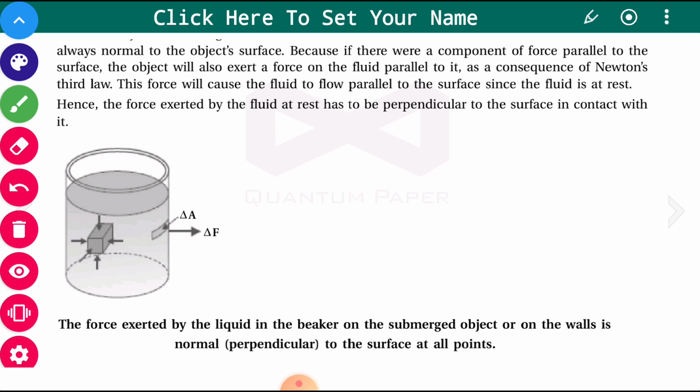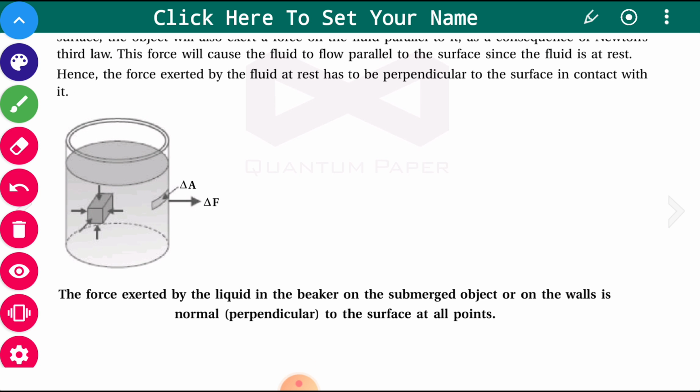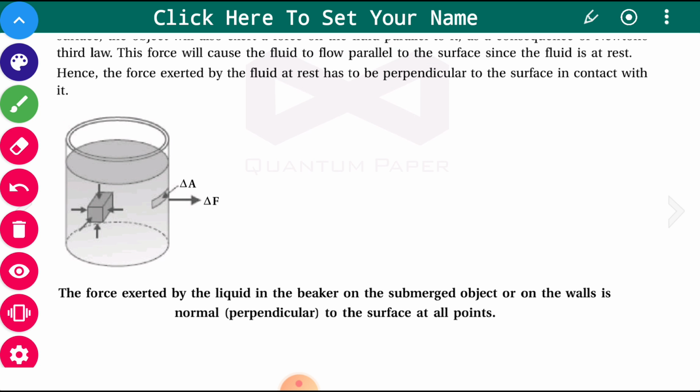But it is not flowing. If the parallel force is there, then the fluid must start flowing, but it is not flowing in the observation. It is found to be stationary. It means that the parallel component is not present. Only the perpendicular component is there, or the fluid exerts the force perpendicularly on the object.